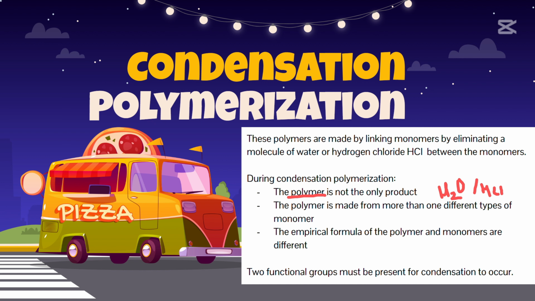That's for condensation polymerization. Also note that the empirical formulas of the polymer and the monomers are different, because we eliminated water, we took out the H2O or we took out the HCl. Of course, the monomers and the polymers will not have the same empirical formula. Now, note that for this type of polymerization, we must have 2 functional groups present for the condensation to occur. So that's something that you must note.